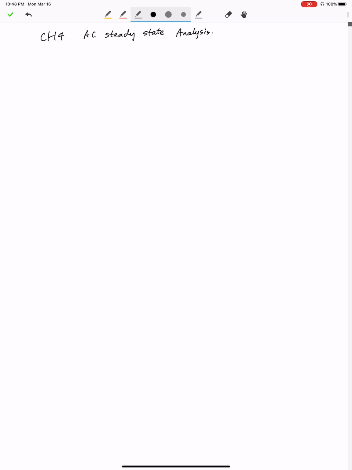At the beginning of this chapter, we introduced a new concept called phasor. A phasor actually is a complex number. It can be represented by a letter z, which contains A times e to the power of j theta. A is the magnitude of the phasor, and theta is the phase angle.